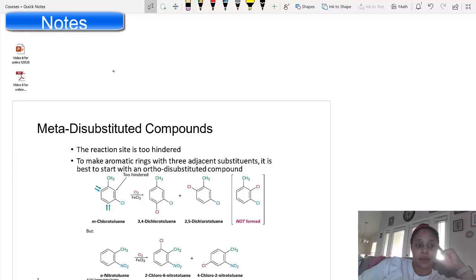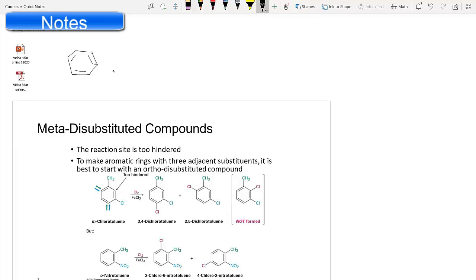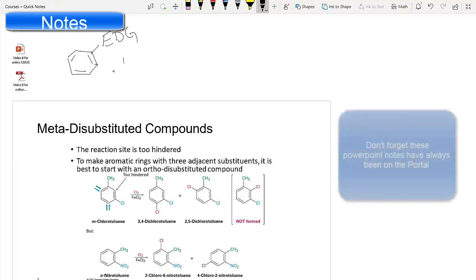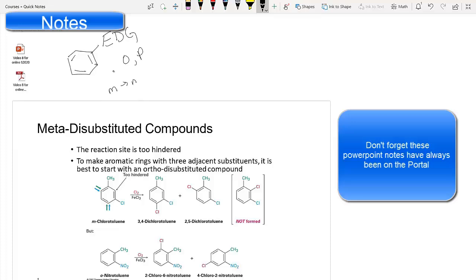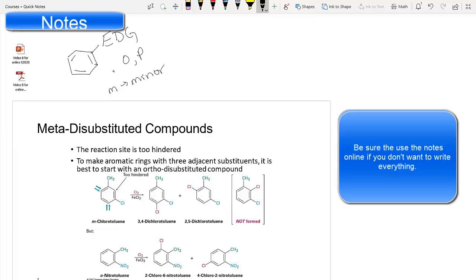In the previous presentations, we've talked about where substituents will be depending on where groups are already on the ring. So if we have electrophilic aromatic substitution happening, and I have some sort of electron donating group already on the ring, that electron donating group is going to have a preference for the ortho and the para position. The meta position is going to be the minor, not that it's not going to happen, but it's going to be a minor one of the products.